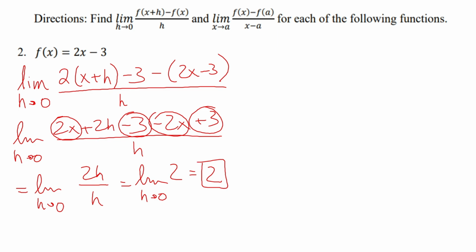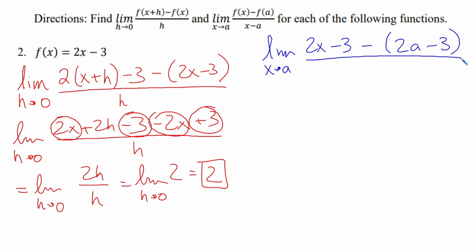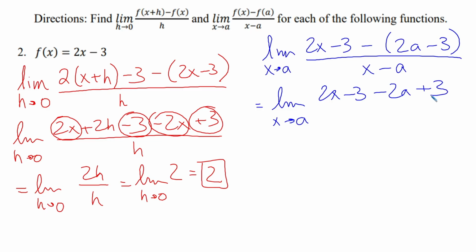For the other limit, we'll do the limit as x approaches a of f of x, which will just be 2x minus 3, minus f of a, and we'll make sure to put that into parentheses. f of a will be 2a minus 3, and we'll divide that by x minus a. When we distribute the minus sign in the numerator, we end up with 2x minus 3 minus 2a plus 3. And it's still all over x minus a.